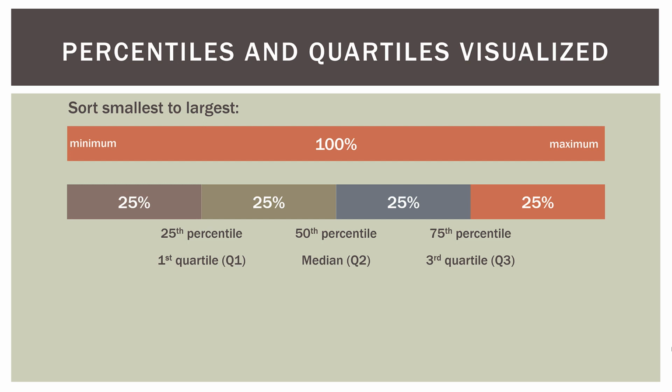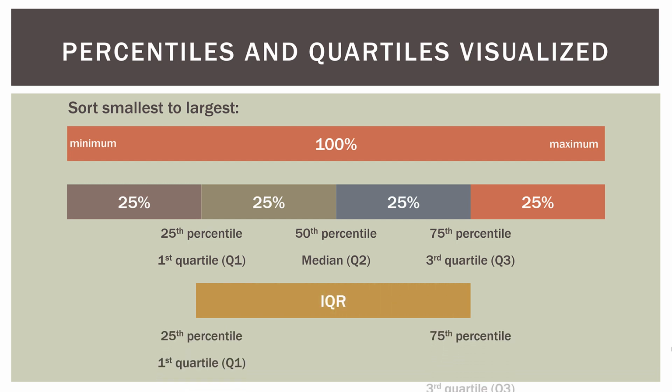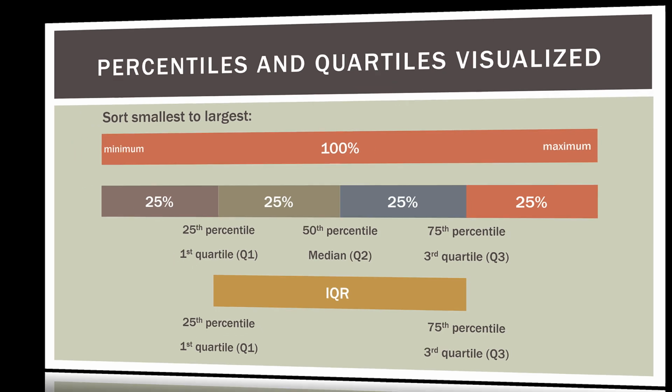And then the 75th percentile is called the third quartile. Now in the middle, between the 25th percentile, or the first quartile, and the 75th percentile, or the third quartile, is called the IQR, or the interquartile range. So it's simply the middle 50% of our data.